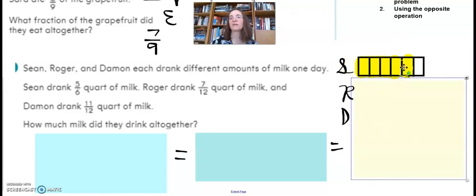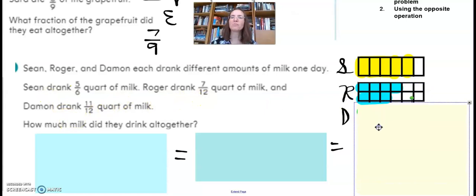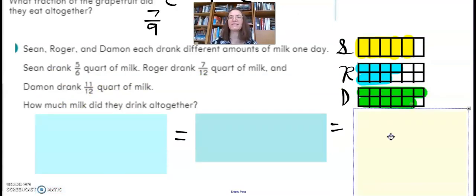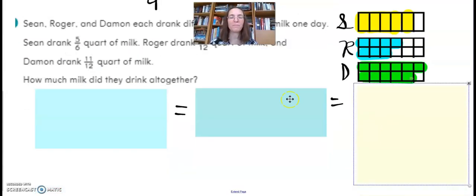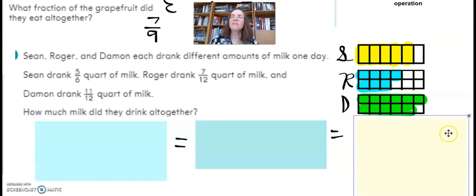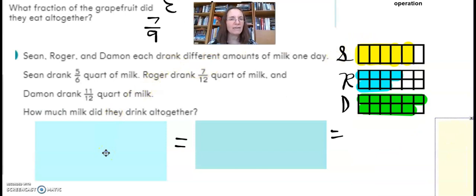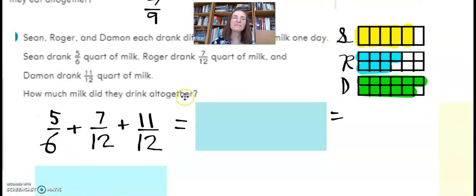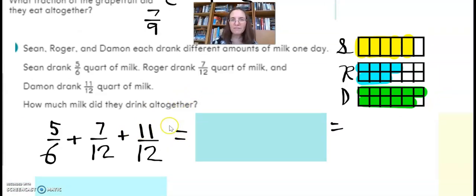So first I took the boxes and I divided them into 6, and I saw that Sean drank 5/6. And then I took Roger's and Damon's. They both have 12ths going on there. So I showed Roger's 7/12 and Damon's 11/12. But then I knew I was going to have to get these all to be the same size. So here is what we could write. We're doing 5/6 plus 7/12 plus 11/12.